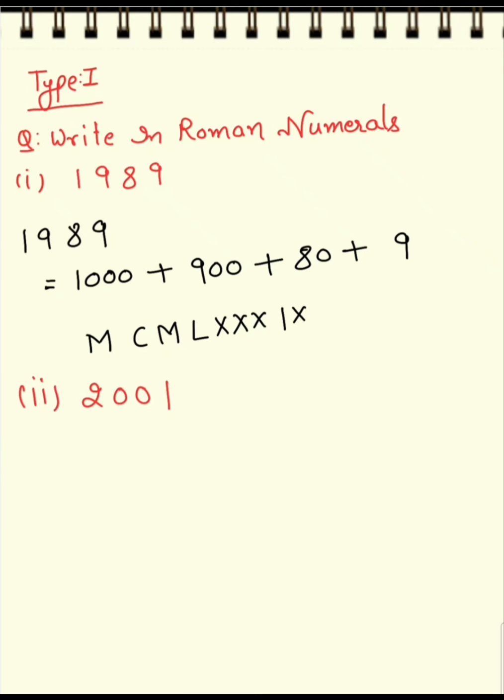Let's take one more example. 2001. Same. First we will split this number. Like we write like this: 2000 plus 1. What will be the symbol for 2000? We know 2000 equal to 1000 plus 1000. So it will become M, double M, and symbol for 1 is I. So this will become this.